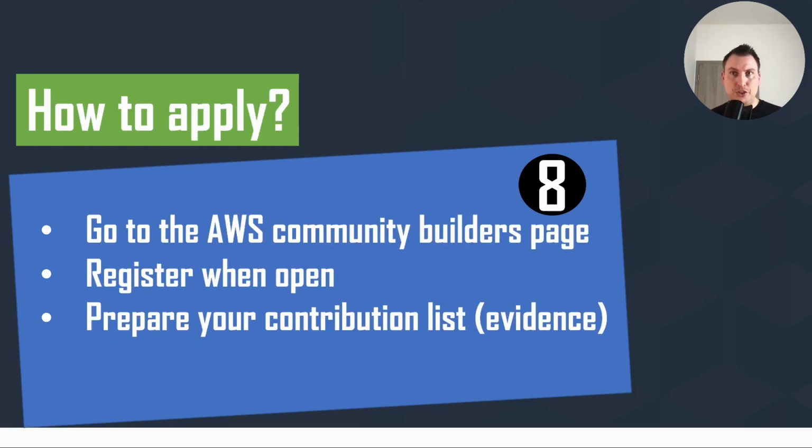You need to go to the AWS Community Builders Program page, and then you can register when the registrations are open, and then prepare your contribution list. This is something that is pretty critical. So that's my advice: watch this page. You can put yourself on the whitelist, but at the same time, be ready when the applications open. When they open, you will see it on my LinkedIn or on my Twitter, and then apply. But be ready to have evidence of your contributions in public.